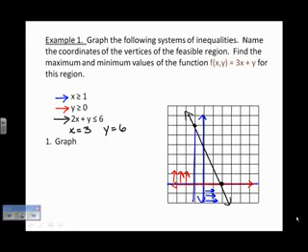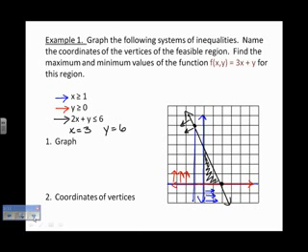And I want to shade everything that is less than that line, and everything that is less than that line would be kind of below it or towards the left. So if I want to shade all of those parts, my feasible region or shaded area would be inside this triangle. So that is what we call our feasible region.